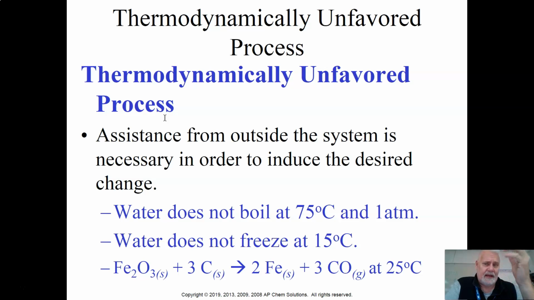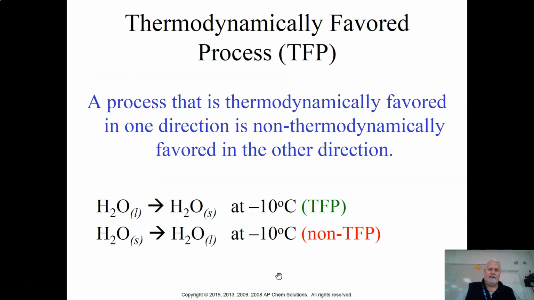Now, there are also processes that are unfavored. For instance, if you have water at 75 degrees Celsius, it's not going to boil, no matter what. And water will not freeze at 15 degrees Celsius. This chemical reaction here, the reverse, you could take iron oxide, combine it with solid copper, and go back to iron. That is certainly not something that just happens. You can't just throw a little carbon on your rust and have it turn back into iron. So these are pretty intuitive things.